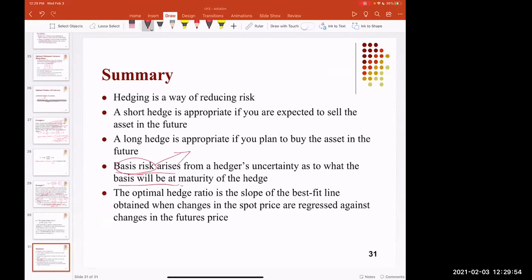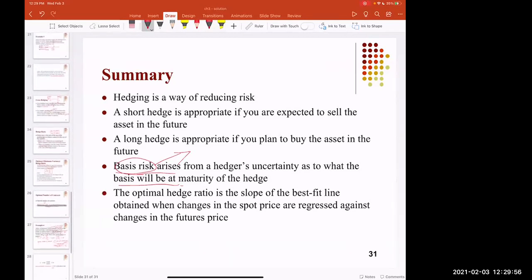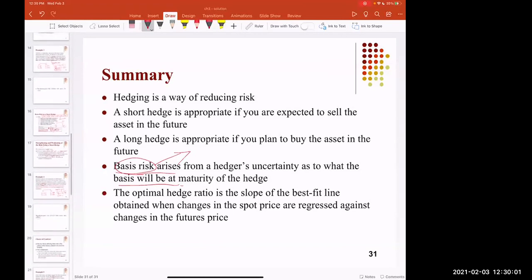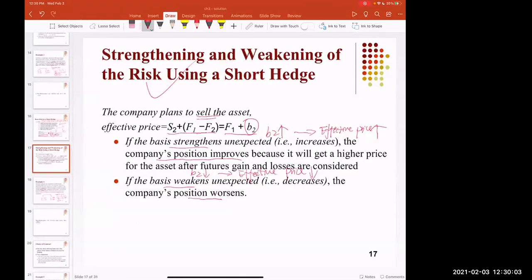Would it worsen? It worsens. So let me go back to what we discussed last class. It talks about short hedge, right? When the hedger does a short hedge, and the basis increases, the position is what?